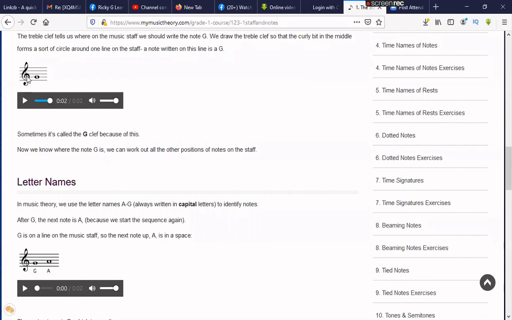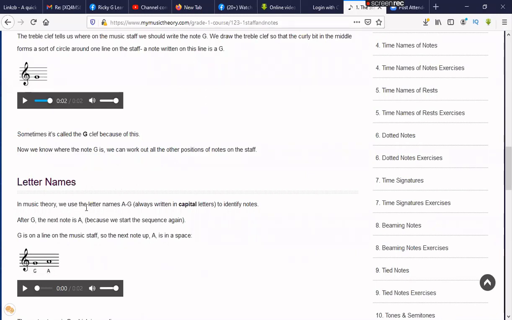Now, the treble clef is the G clef. So after that G, the next line is A. The next space is A. When you get to G, you go back to A. There is no H in music. So you start from A, B, C, D, E, F, G, and then when you get to G, you go back to A and come back again to G, just like that. I'm sure we know it.